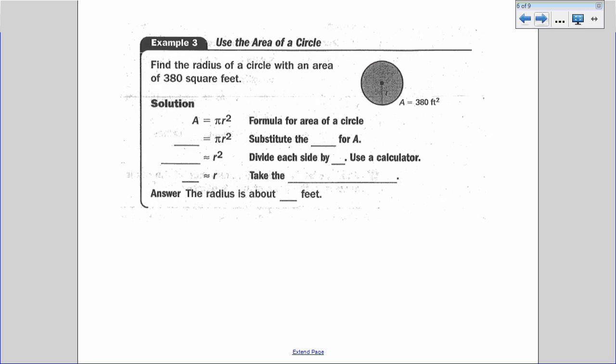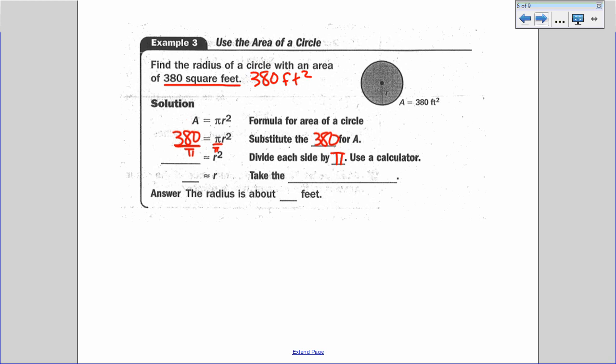All right, let's take a look at our next example. Now we're going to use the area. We have 380 square feet. And so we know this is 380 feet squared, so we know it's area. They want me to find the radius. So we're going to substitute what we know. We know 380 is equal to pi times radius squared, so we put 380 in for the area. We're going to divide each side by pi, and I like to actually go through and do that, and divide by pi on here. I don't type in 3.14.